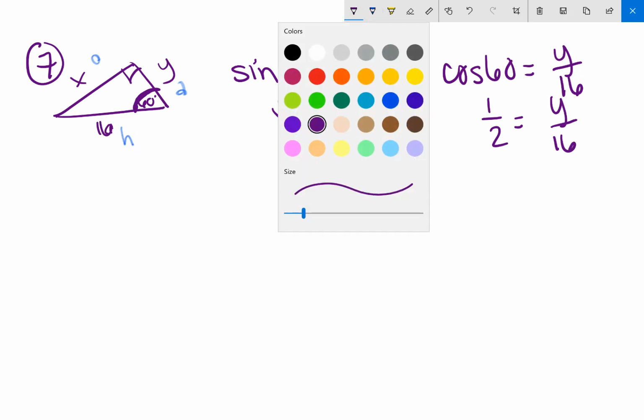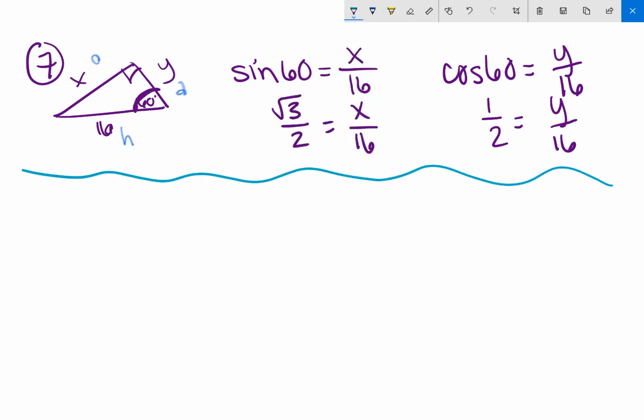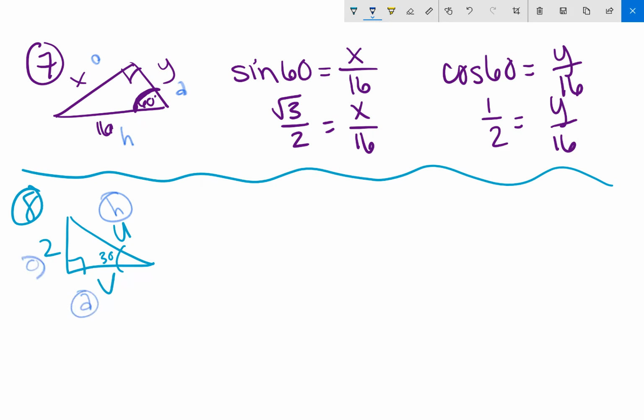For number 8, we have these side lengths. So because of that 30 degrees, I'm going to base everything off of that. So I have my hypotenuse, my adjacent, and my opposite. So then if I want to find, let's say u first, I would use sine of 30 equals opposite 2 over hypotenuse, which is u. And then sine of 30 is 1/2. So then you'll just solve that one.